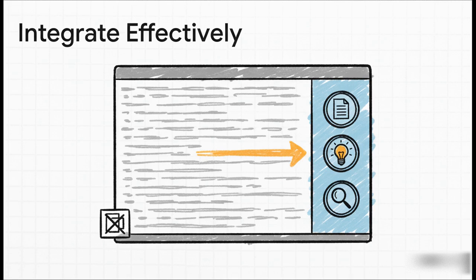Maybe it's a little side panel in their monitoring dashboard with a few helpful buttons like Summarize or Explain this. And please, for the love of all that is holy, automatically pass the context. Don't make your users copy and paste.